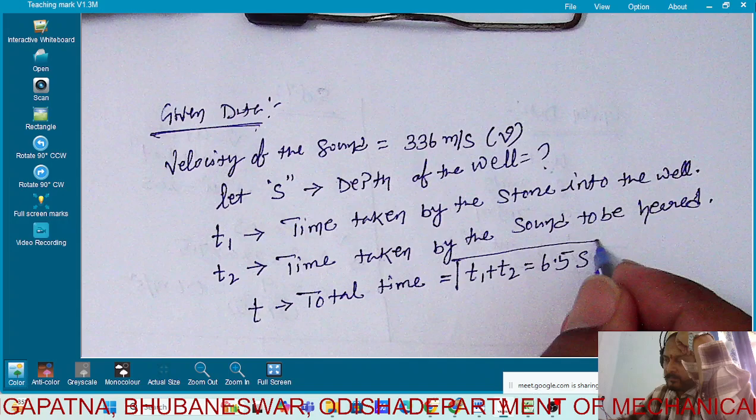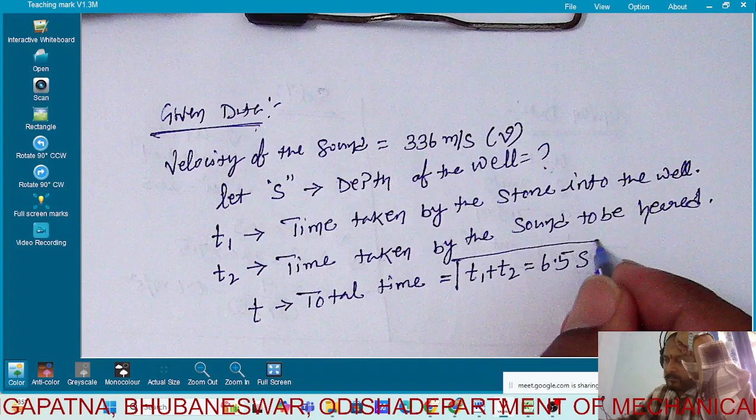Now let us do it one by one. What is the initial velocity? What is the first line of the question? A stone is dropped. Dropped means the initial velocity is zero. You know the equation, all of you: S is equal to ut plus half a t square. Instead of a, you have to write g, because the motion is under gravity. Clear?